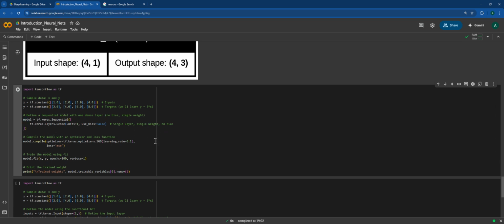Once we have done that, we're going to say model.compile with optimizer tensorflow.keras.optimizers.SGD, stochastic gradient descent. And look at that, we are defining a learning rate there. And then loss equals MSE. So before, we formulated in Python how to calculate the loss. We did it manually. We set the learning rate separately ourselves.